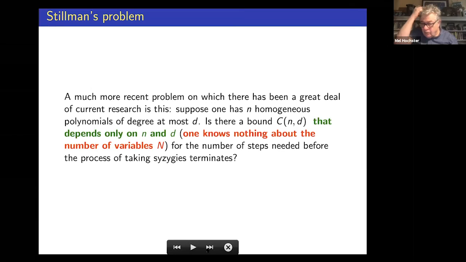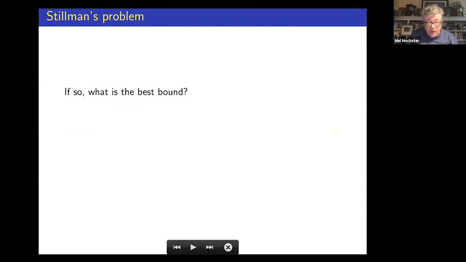Hilbert's bound was basically the number of variables or the number of variables minus 1. But here we have no idea. The number of variables might be Googleplex or some other very big number. And you want to get a bound just knowing that the degrees are small and that the number of polynomials is small or relatively small, but you know nothing about the variables. And if there is a bound, what is the best bound?